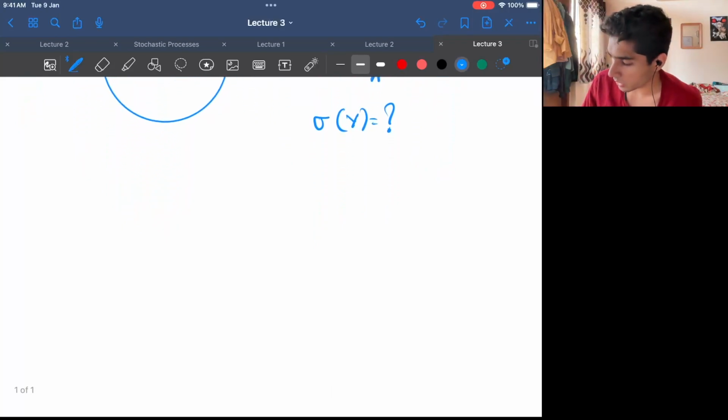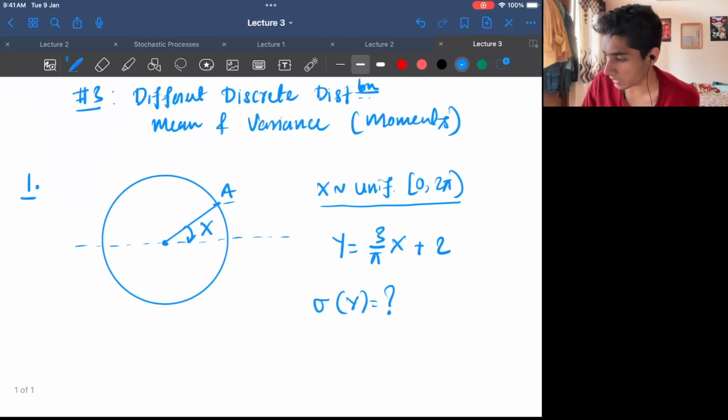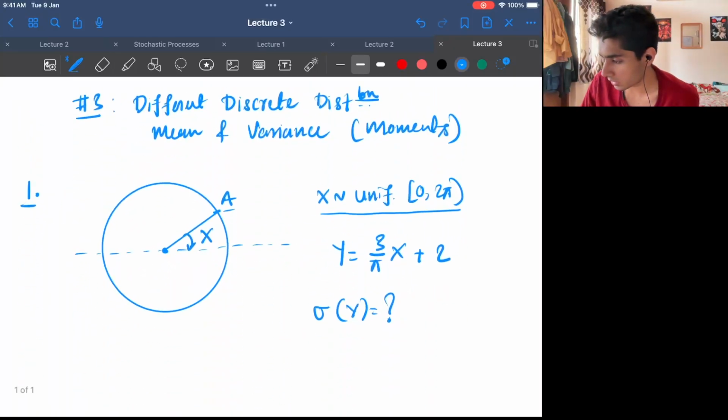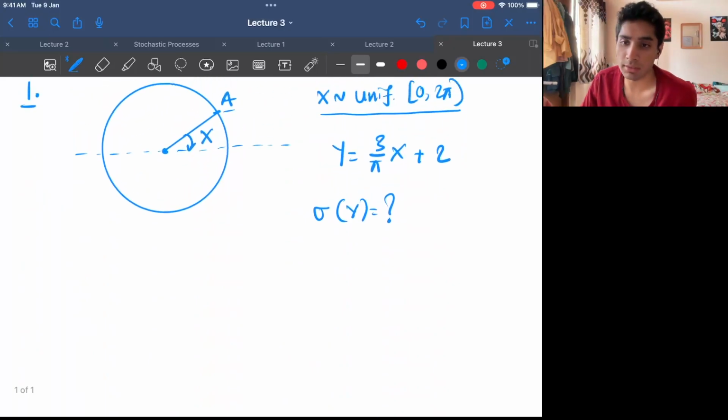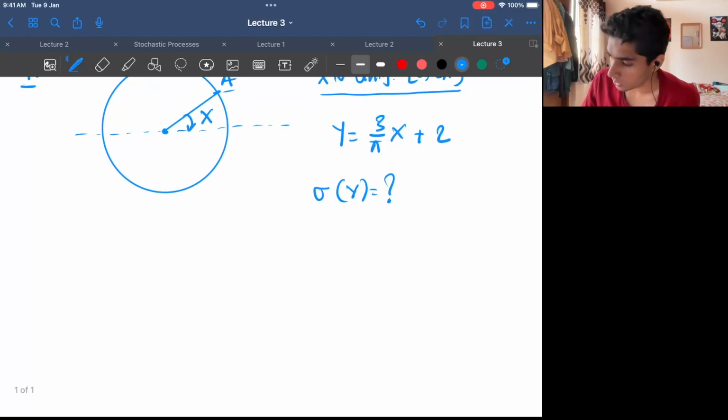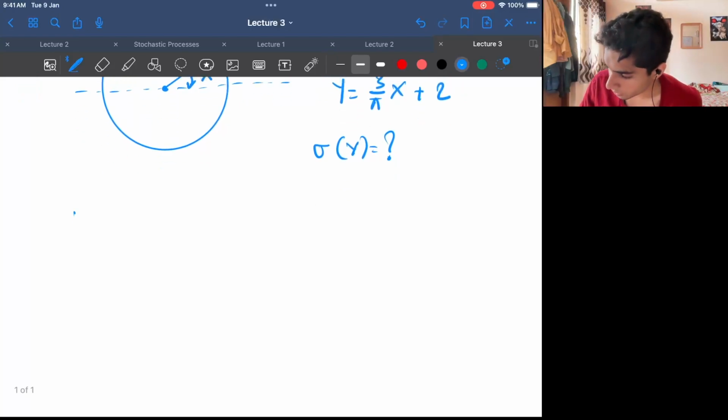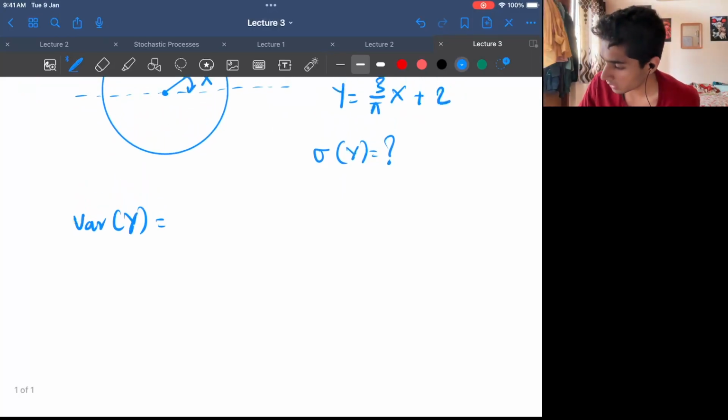So here we are being asked sigma of y. What we can do is first calculate sigma square, that is the variance of y, right? And then after calculating the variance, we just need to take the square root to calculate the standard deviation. So let's see, what is the variance of y? Now we can use some properties of this variance operator, right? So variance of y is nothing but the variance of 3 by pi times x plus 2, right?